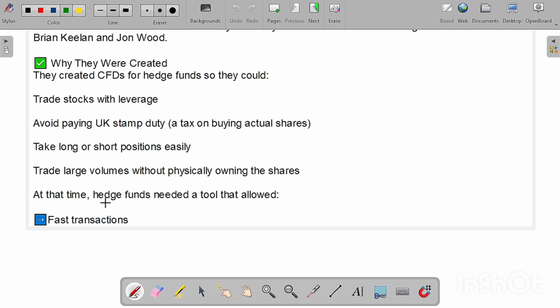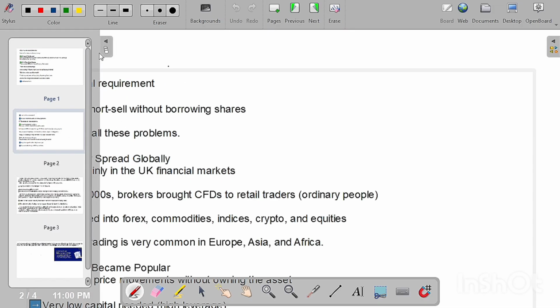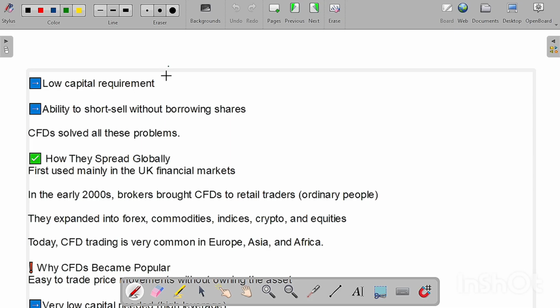At that time, hedge funds needed a tool that allowed faster execution. Let's go to the next. Another thing is low capital requirement, then the ability to short sell without borrowing shares. So CFD solved all that. The hedge funds needed those three things: low capital requirement, the ability to short sell without borrowing shares, and faster execution. CFD literally solved that, because they introduced a system that would help them do that.